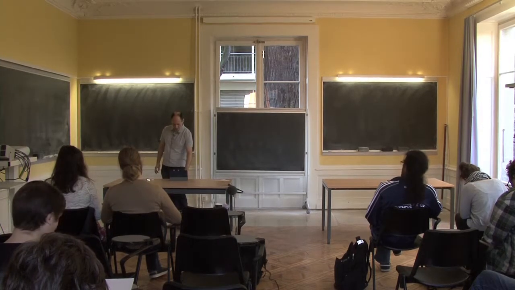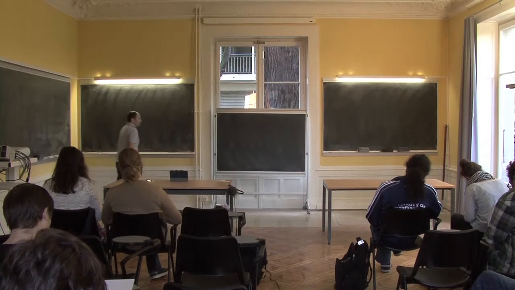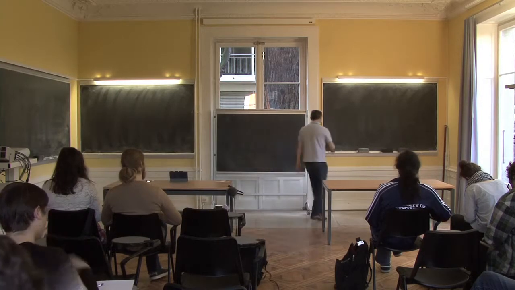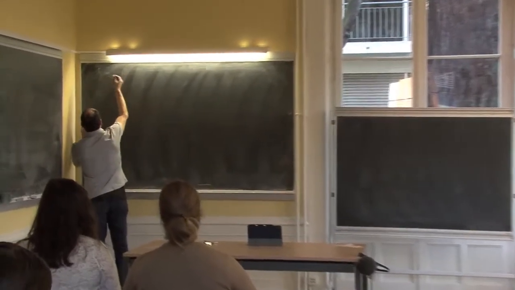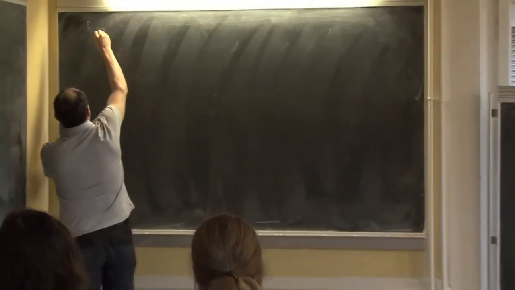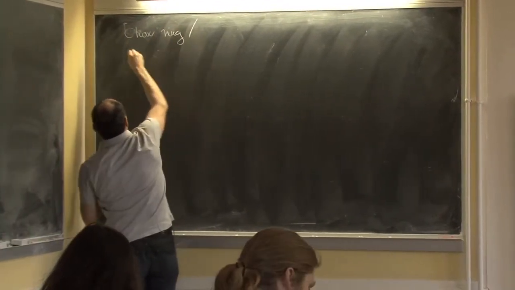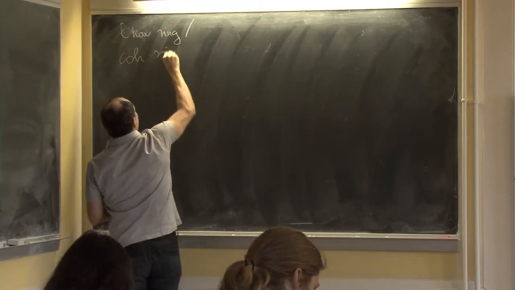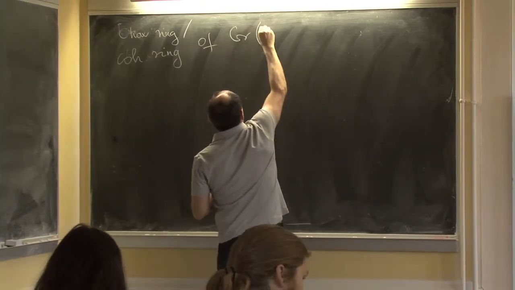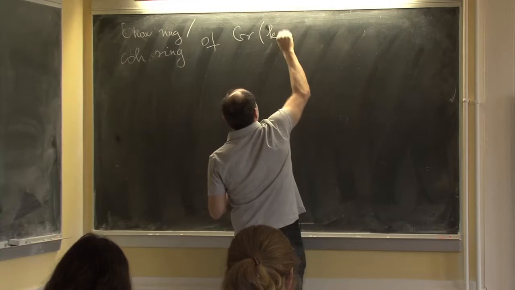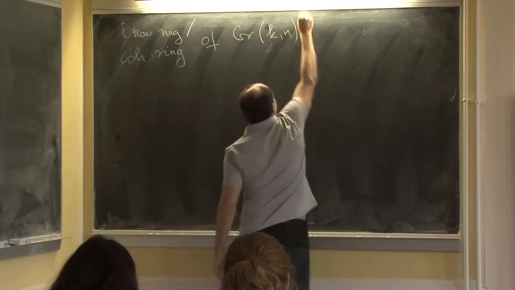So first, I'll just remind you a little bit of what was going on. So just start somewhere. So let's just discuss the Chow group or cohomology group of the Grassmannian. Since we haven't seen each other for 2 weeks, I just start somewhere. So the Chow ring, or the same thing, cohomology ring of the Grassmannian, I denote it this way.